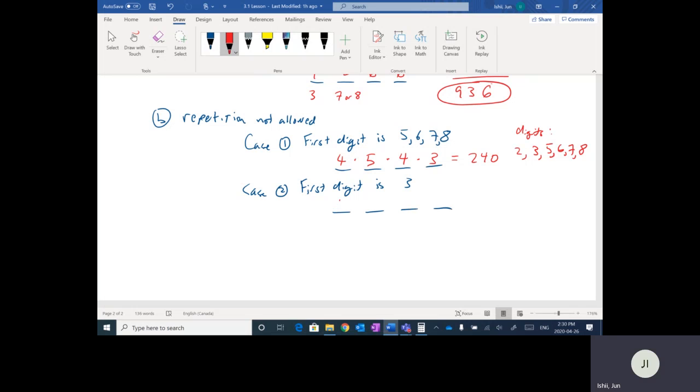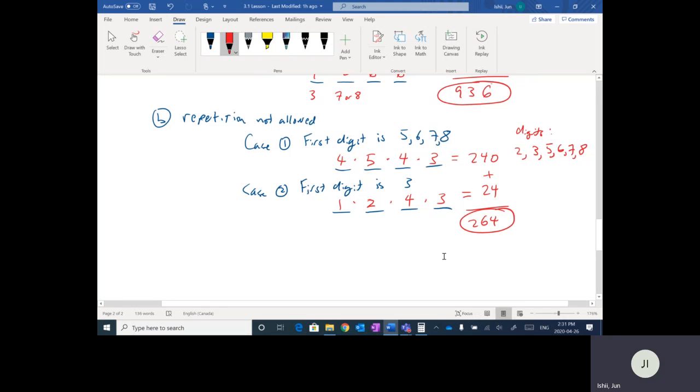Then we'll have 1 possibility here. And then, to be greater than 3,700, it's got to be a 7 or an 8. So we have 2 possibilities here. And then since repetition is not allowed, and we've used up 2 of the digits in the first 2 spots, of the 6, there's only 4 left. Then there's 3 left here. Okay, so when we multiply those together, we get 24. And to answer this, we're going to add the 2 cases together. This will be 264. Okay, so 264 if repetition is not allowed.